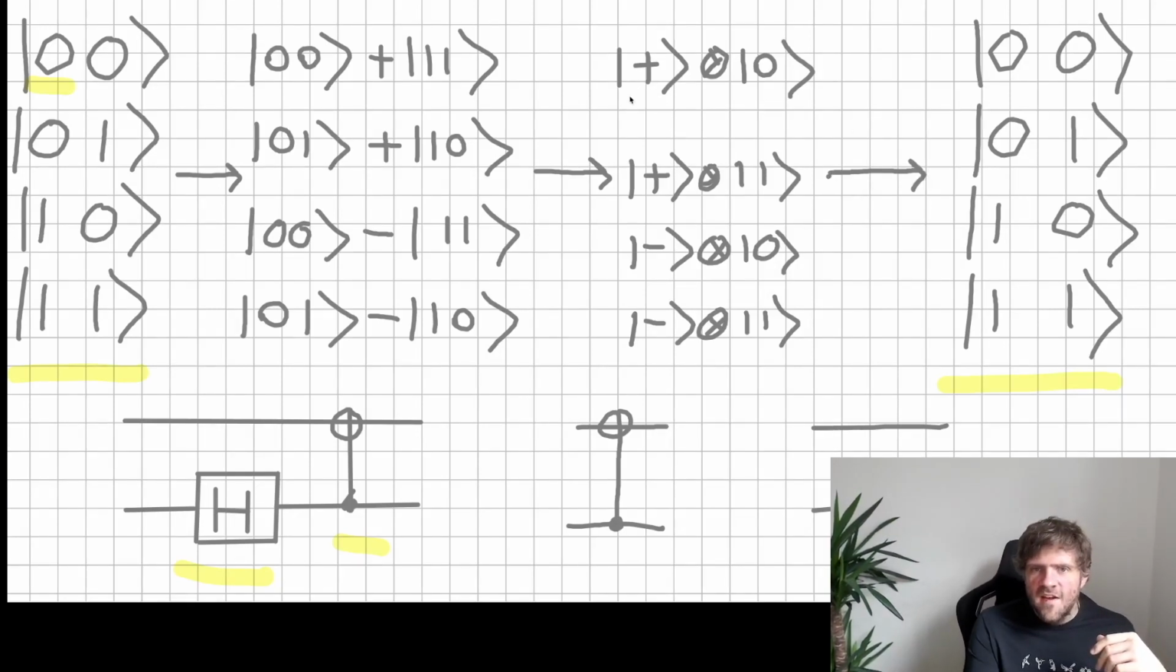It flips this plus into a 0, this plus into that 0, this minus into that 1, this minus into that 1, and this 0 is that 0, this 1 is that 1, this 0 is that 0, this 1 is that 1. It's got a bit binary, hasn't it?